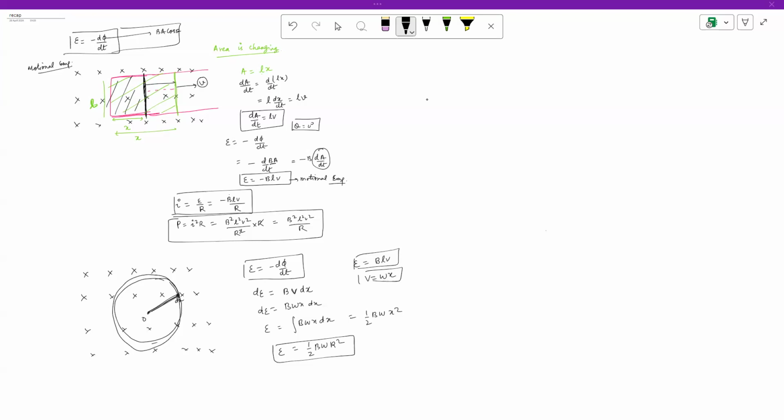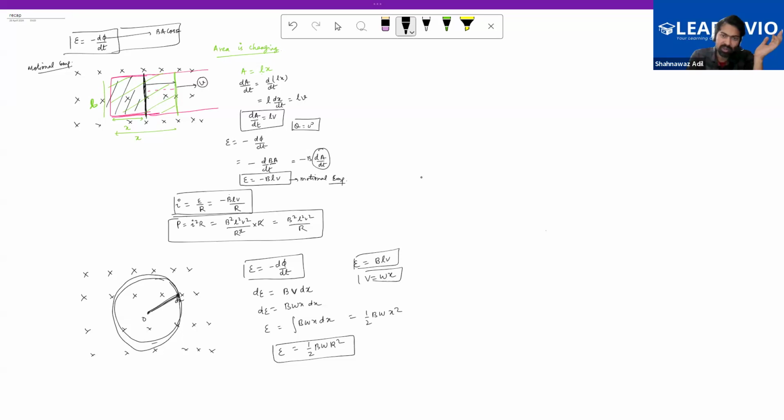Okay, so what we were doing, we were just talking about how motional EMF is generated, right? Oh, a call came in. Okay, yeah. So these are the examples of motional EMF, right?